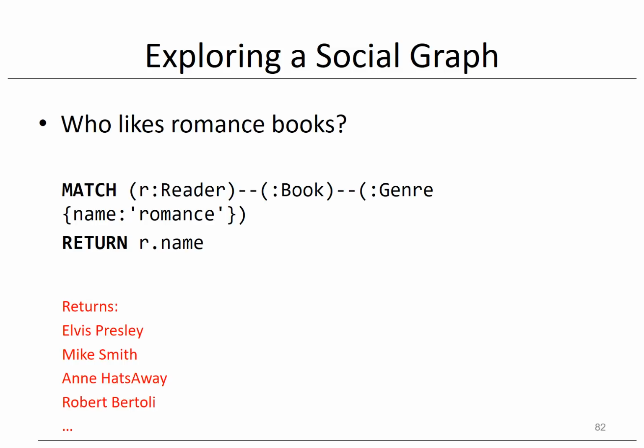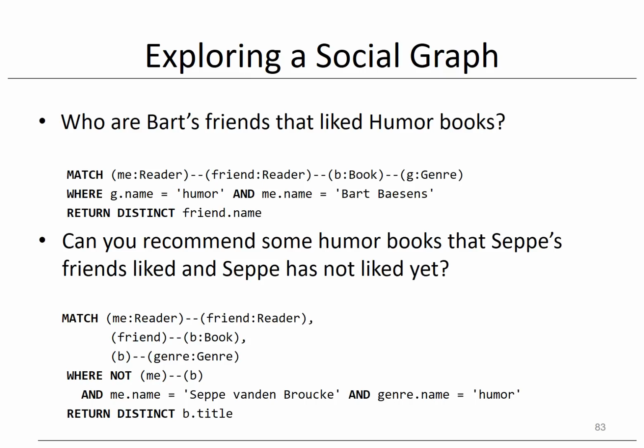Let us start now to answer some queries. For instance, who likes romance books? Because there's only one type of relationship between each node type, we can drop the square brackets column selector, as you can see here. The first Cypher query on this slide asks for Bart's friends that liked humor books. The second Cypher query retrieves humor books that Seppa's friends liked and Seppa has not liked yet.